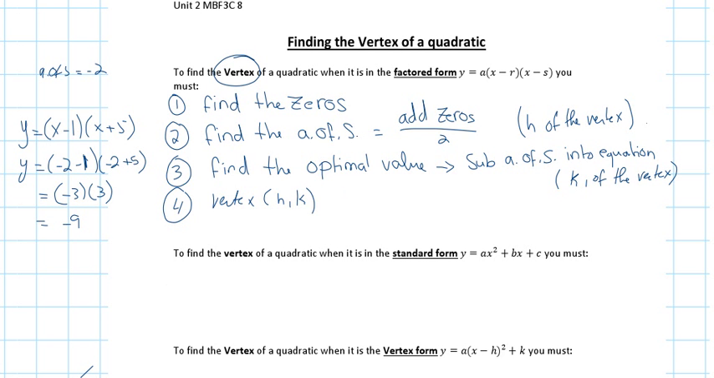Don't learn how to go from factored form to vertex form right away. That's the only way that you're going to learn, so you're going to have to follow these things. Are you guys okay with this? Now let's look at how I can find a vertex if I have the standard form.